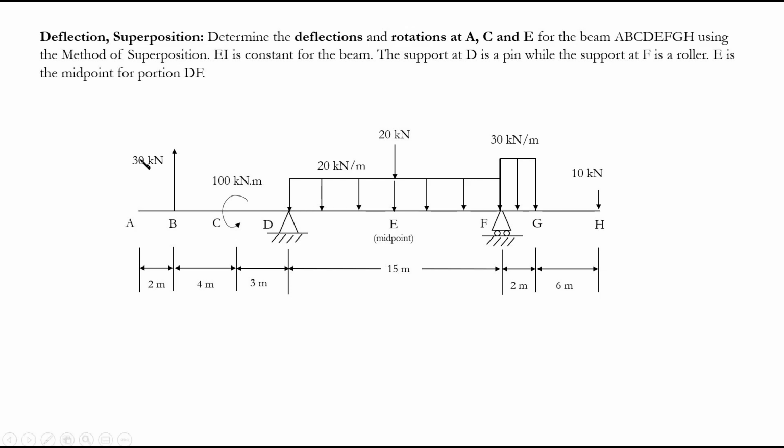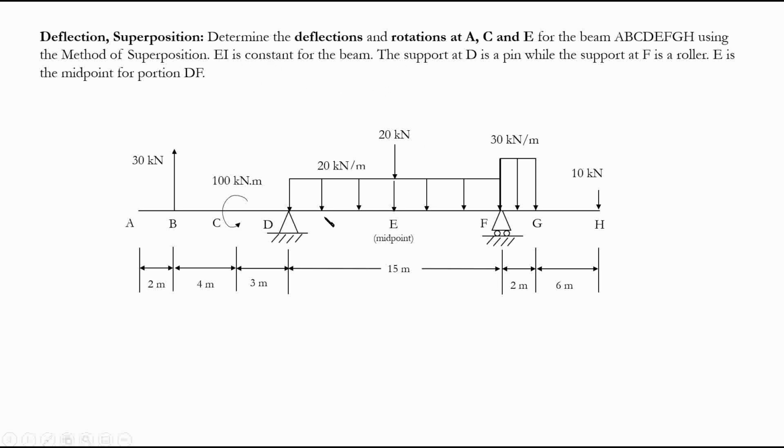Cheyenne here. Today I'm going to talk about another topic in strength of materials, namely the method of superposition in deflection analysis. So let's see what the question is asking us to find. The question is asking: determine the deflections and rotations at points A, C, and E for the beam given, and EI is constant.